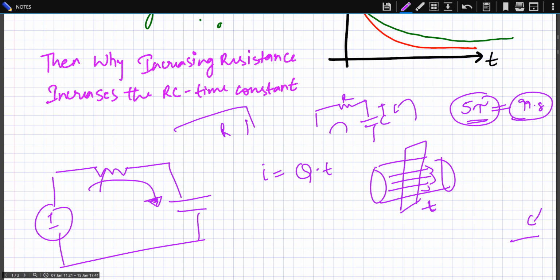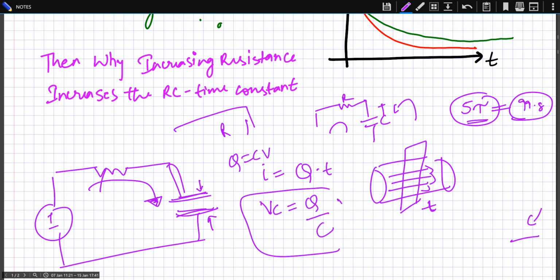So if the current decreases, the amount of charge that is being deposited at the capacitor plates decreases. Now the voltage across the capacitor, VC, we all know Q equals CV, hence we can say this as Q upon C. So if the charge deposited at the capacitor plates is less, the voltage will be less. Okay, so this is making complete sense.